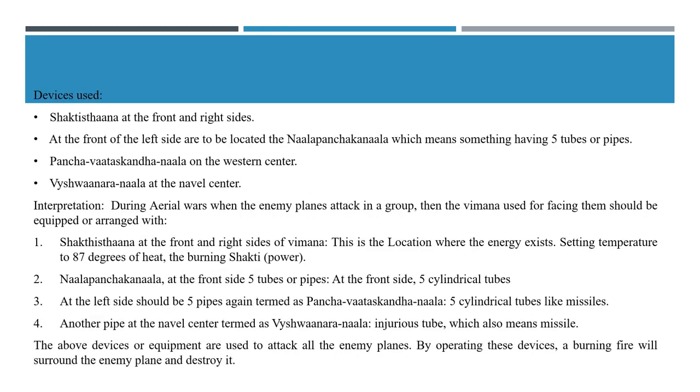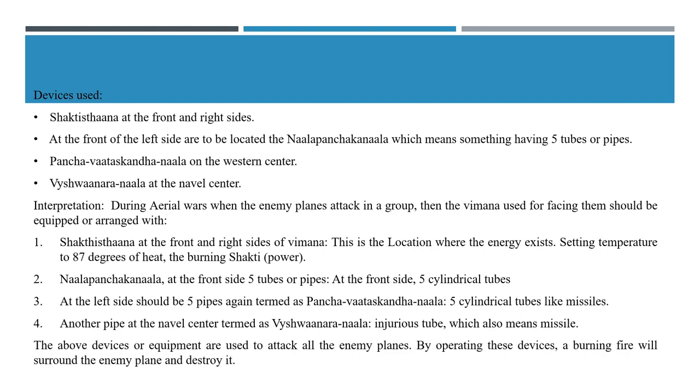The devices used for this particular attack are called Shakti Sthana. It is located at the front and right sides of the Vimana, and at the front of the left side are to be located Nala Panchakanala, which means something having five tubes or pipes. Here also we need to understand what a tube or pipe is and how it is related; those five things are missiles. That is what I have discovered. Next, Panchavata Skanda Nala on the western center, and Vaishwanara Nala at the navel center. These are all the devices said to be used in this particular act by the pilot.